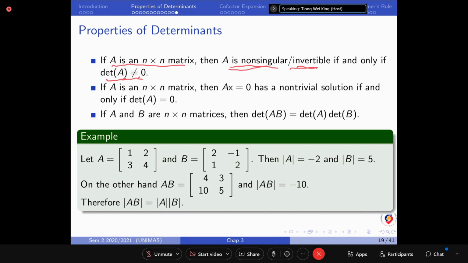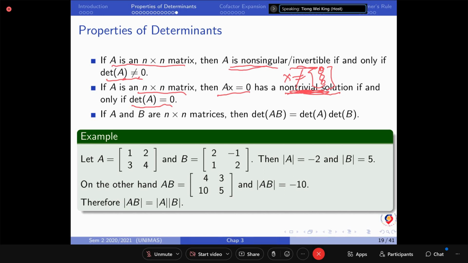And then the second one, if A is a square matrix, then AX equals to 0 has a non-trivial solution if and only if determinant A is not equal to 0. Non-trivial solution means X is not equal to 0, 0, 0. Okay. If 0, 0, 0 is a trivial solution, non-trivial means it's not 0, 0, 0.